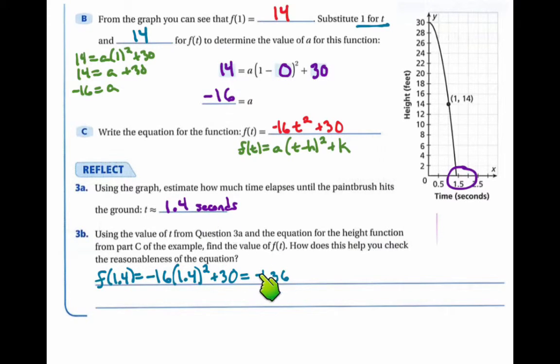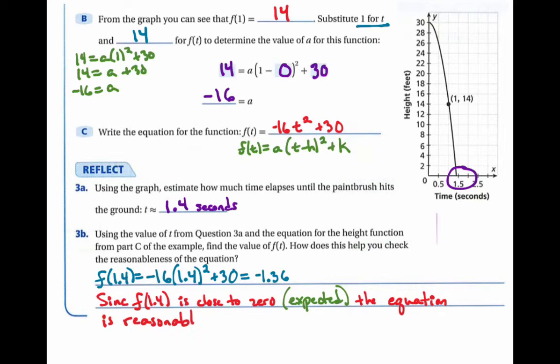So in 1.4 seconds, it's negative 1.36 feet from the ground. So that's pretty darn close to 0, isn't it? Remember, we were estimating that 1.4, weren't we? We weren't sure about that. So this is as close as I think we can get from just estimating it from a graph. So since f of 1.4 is close to 0, which is what we were looking for, we can say that the equation is reasonable. Is it perfect? Not necessarily. But gosh darn, from this we can sure say that we are on the right path.